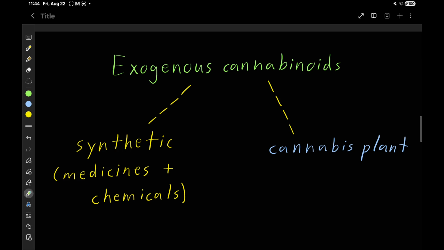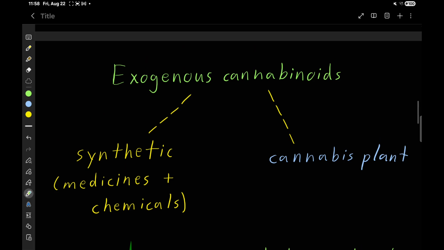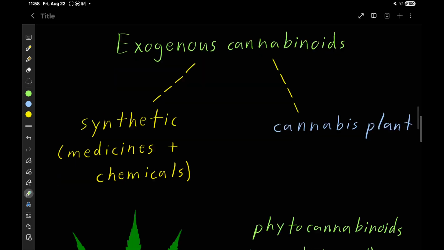Now, exogenous cannabinoids can be synthetic, meaning man-made, produced in a factory or a lab, and this is usually found in different medicines or chemicals designed to produce specific responses in the body. And the other main source of exogenous cannabinoids would be the cannabis plant. This is what the cannabinoid system is named after, cannabis. So let's first talk about the cannabis plants.